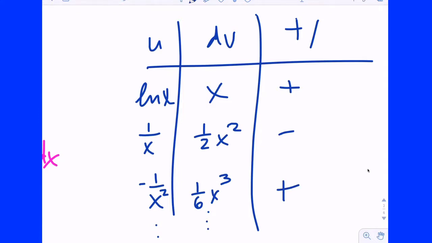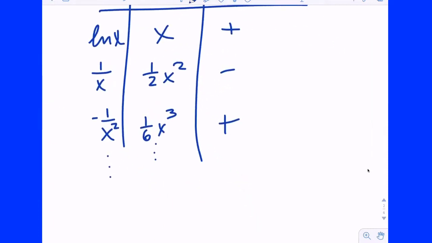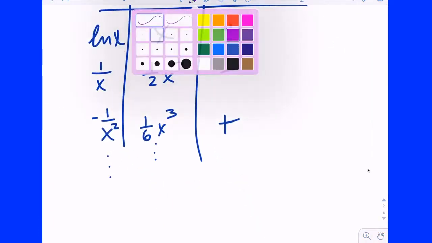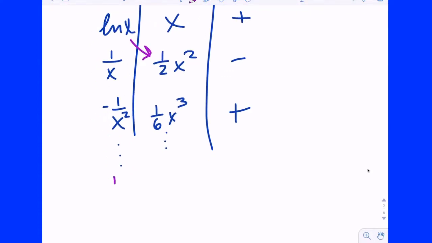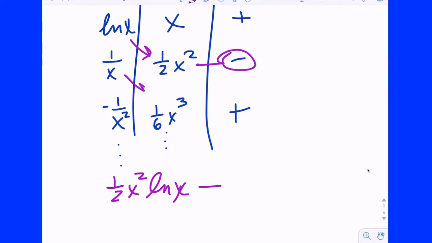So here the tabular method's not as nice because you don't expire the left column to 0, but you'll see that Zorro method still does work, and so does the tabular method. You're going to take the first diagonal, 1/2 x squared, natural log of x. Then you go across and you get minus. Now here's the deal. If you kept taking diagonal products, guess what's going to happen? Are you ever going to stop? You're never going to stop.